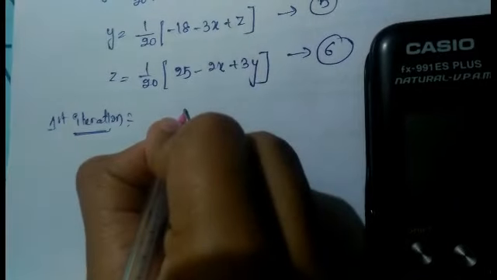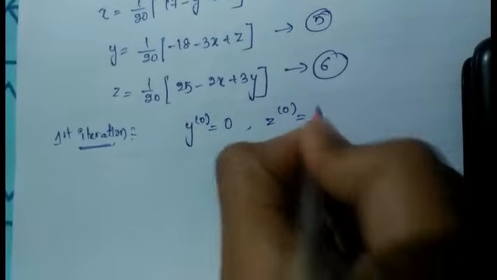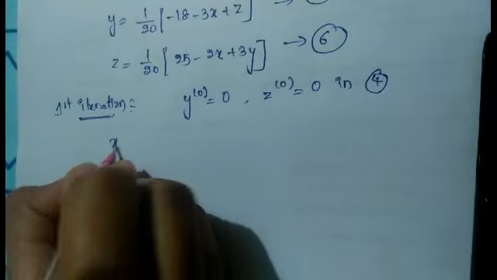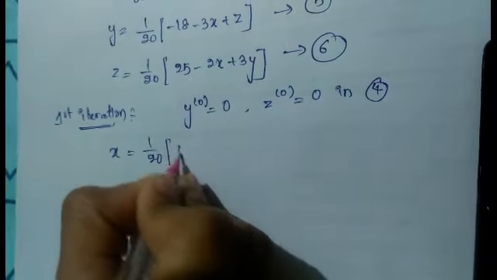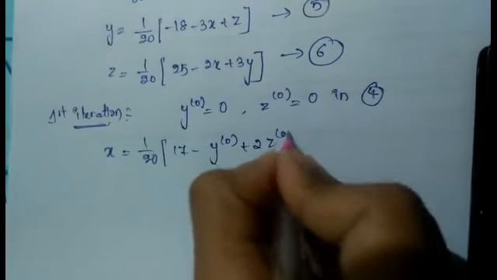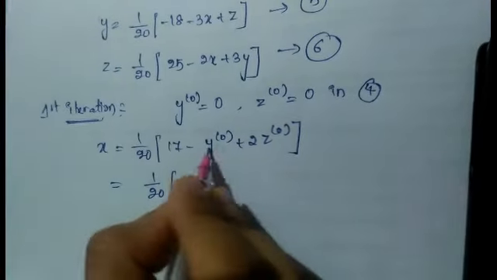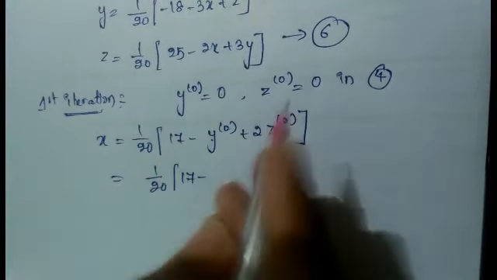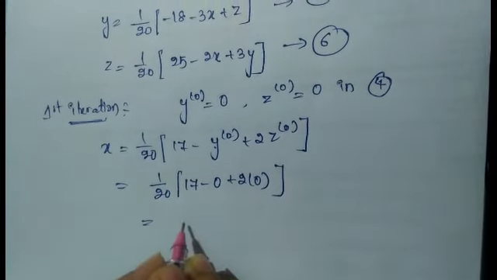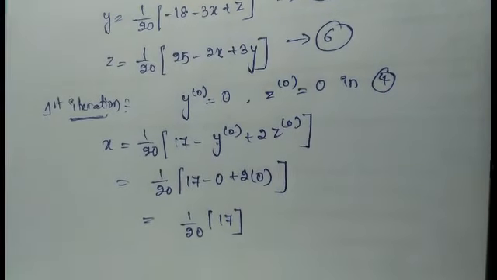So at first, substitute y of 0 is 0 and z of 0 is 0 in equation 4. Then we get x is equal to 1 by 20 of 17 minus y of 0 plus 2 into z of 0. Initially we are taking y of 0 as 0, so 17 minus 0 plus 2 into 0. Then that is equal to 1 by 20 of 17. Then use the calculator.